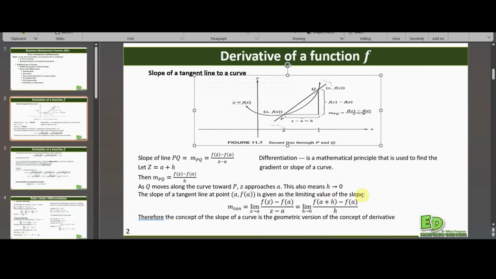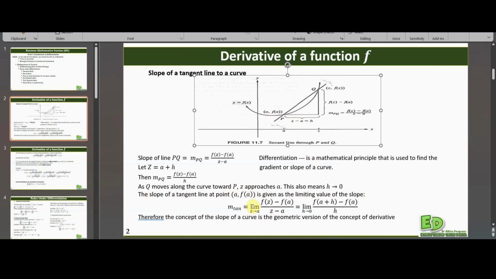The slope of a tangent line at point A, f prime of A, is given as the limiting value of the slope. It simply means that this area here or this point P is the area of interest, right? That is going to help us to find the slope of this tangent line to the curve. Okay, so we need limits.